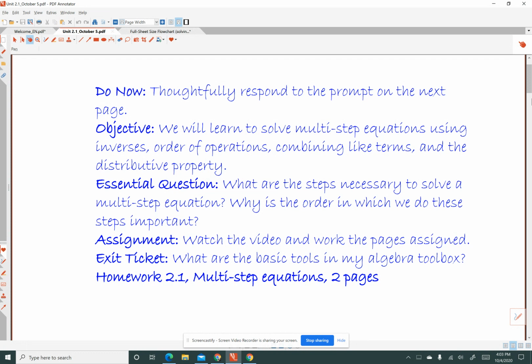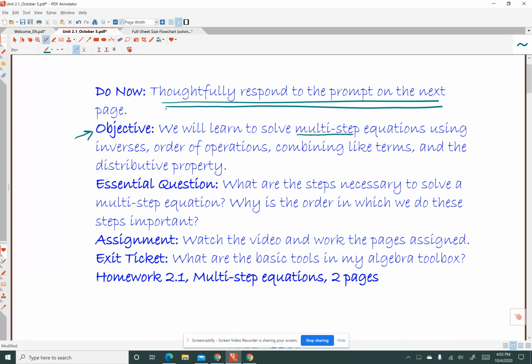So for today, first we will thoughtfully respond to the prompt we have for today, which is about when you're feeling frustrated. And I know that can happen with math sometimes, so give some thought to that when we read that and respond to that. Our objective today is that we will learn how to solve multi-step equations using inverses, order of operations, combining like terms, and the distributive property. These are the tools in our toolbox that we'll use. I call that our algebra toolbox.